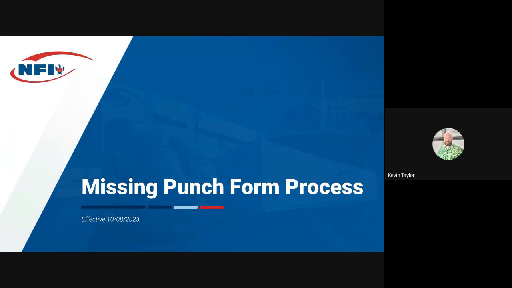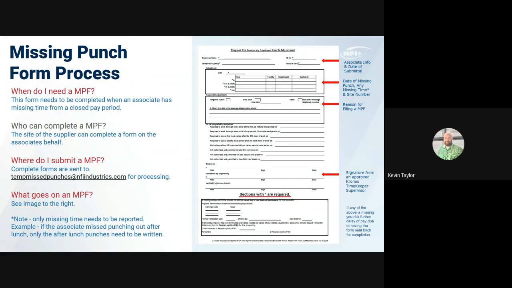Okay. And last but not least, the infamous mispunch forms. Everybody is familiar with the mispunch form. That process is not going to change. It'll still be the same process, same form. But, once again, when do I need a mispunch form? This form needs to be completed when an associate has missing time from a closed pay period.